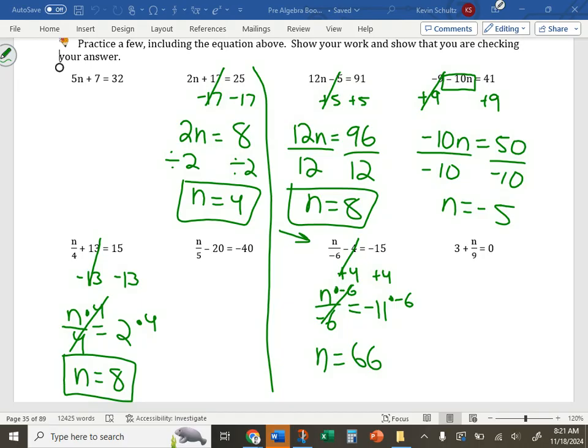Well done, yes. Just like up here, we have that negative 9 out in front that we undid by adding 9. Here we've got a positive 3, so we're going to subtract 3 from both sides. 3 minus 3 equals 0. Start with that non-variable term. We get n divided by 9 equals 0 minus 3, which is negative 3.